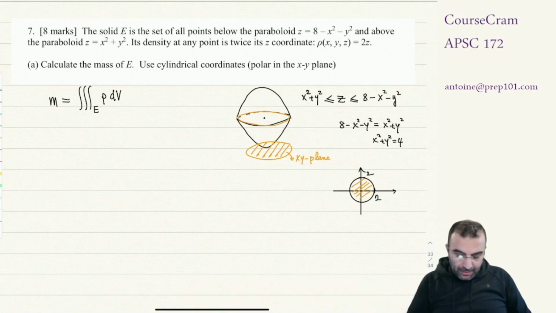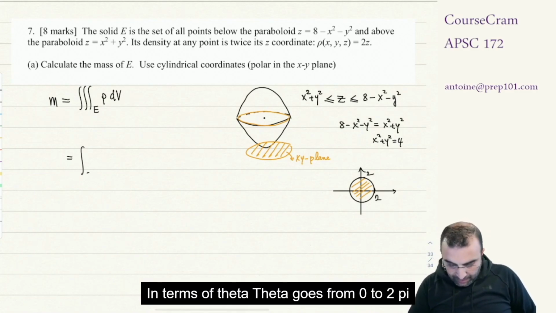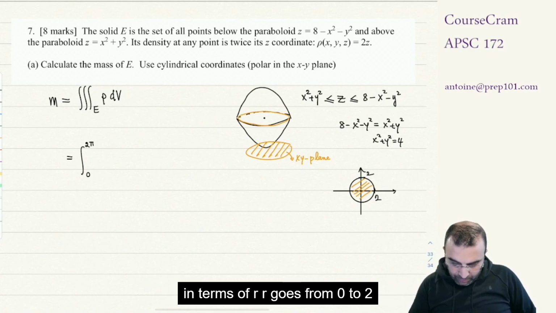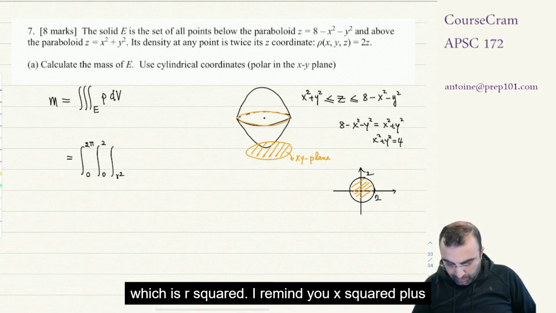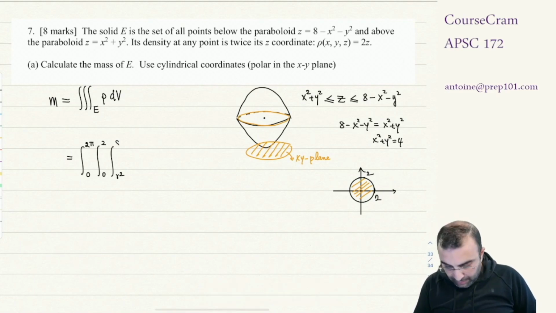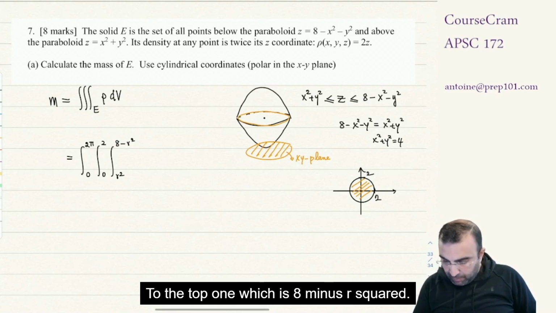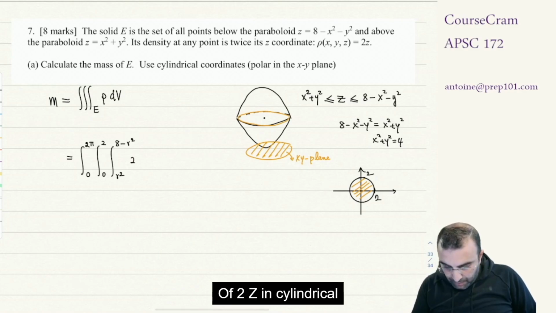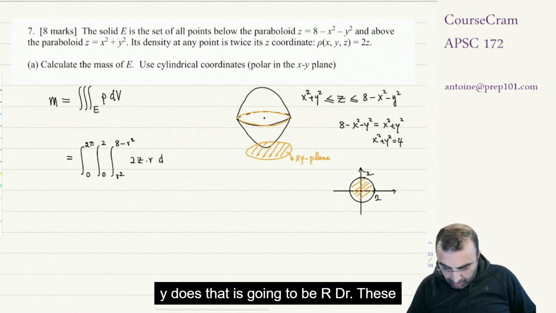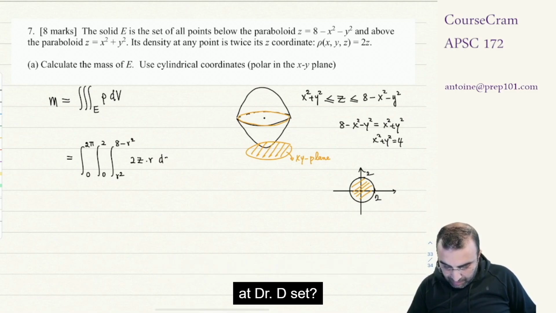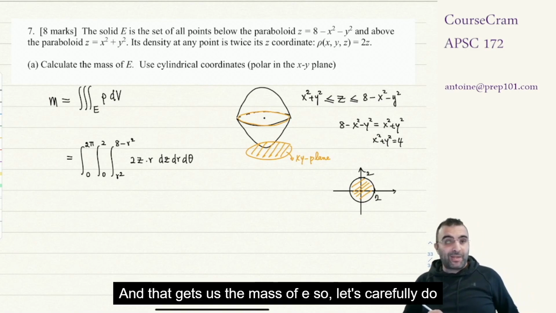So what would be the bounds? In terms of theta, theta goes from 0 to 2 pi. In terms of r, r goes from 0 to 2. In terms of z, z goes from this, which is r squared. I remind you, x squared plus y squared is r squared, to the top one, which is 8 minus r squared, of 2z. Z is z in cylindrical. Now dx dy dz is going to be r dz dr d theta. And that gets us the mass of E.